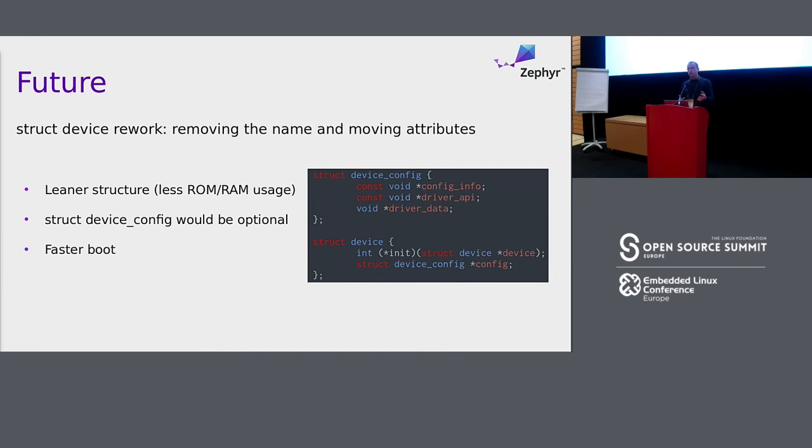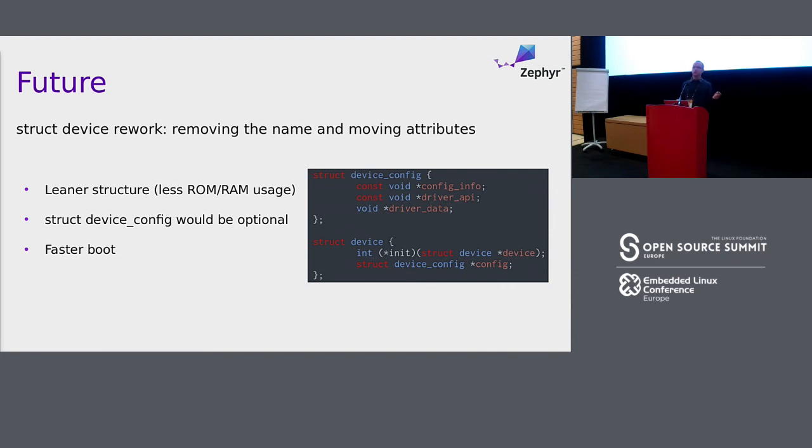And obviously, you would get a faster boot, because at linking time, when you do a device get binding, you would already have the pointer at linking time. So no runtime lookup, no string comparison anymore, nothing like that. And the other thing is that reshuffling the structure attributes could also lead to a gain of ROM and RAM.